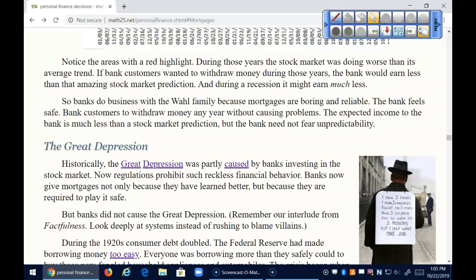So that's why we do mortgages with banks, because we as homeowners are boring and reliable. And they know that we'll just pay our little bit every month, and the bank is only getting a fraction of its potential income that an investor would get, but is sure of what it will get.